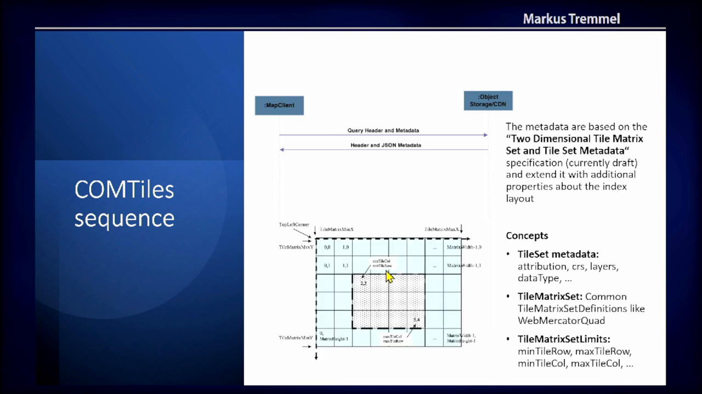which are describing the tile set, and the metadata are based on the two-dimensional tile matrix set and tile set metadata specification from the OGC. They are describing the tile set, and the tile matrix set, extension of the tile set. And this is also the basic concept, or the base, for having random access to the index, because we know the extension or the bounds of the tile set, and we can calculate portions of the index based on the boundaries of the tile set.